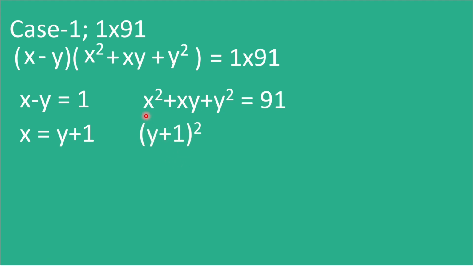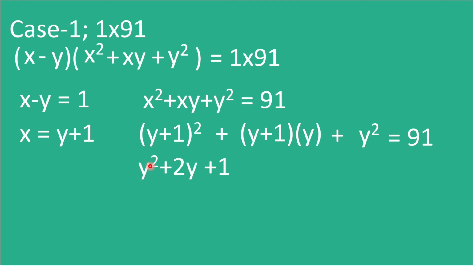So let's put the value of x in this equation. This will become y plus 1 all squared plus y plus 1 into y, and then plus y squared, which is equal to 91. And now we will expand this y plus 1 by the algebraic formula, that is a plus b whole squared, which is equal to a squared plus 2ab plus b squared. So this will become y squared plus 2y plus 1. And here we will multiply this y with these two values, so this will become y squared plus y. So y squared plus y, and then plus y squared, which is equal to 91.